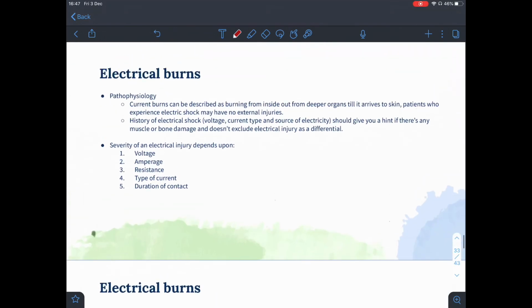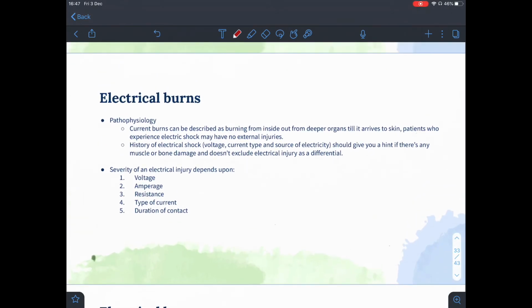And then electrical burns. Current burns can be described as burning from the inside out. The burn will start from inside, from deeper organs, and it will reach the skin. A patient who experiences electrical shock may have no external injuries. So you might not know there was an electrical burn unless from the history or the people who were around him. History of electrical shock, voltage, current type, and source of electricity should give you a hint if there is any muscle or bone damage, and a normal exam doesn't exclude electrical injury as a differential.